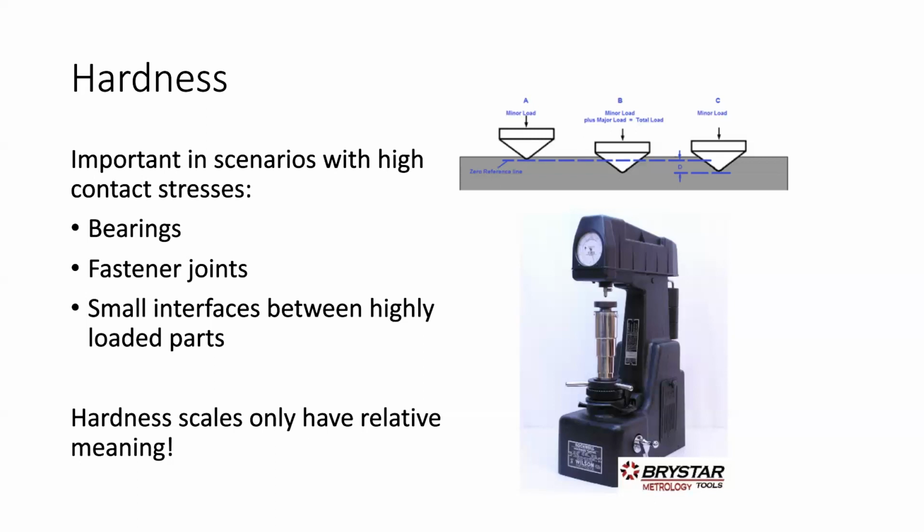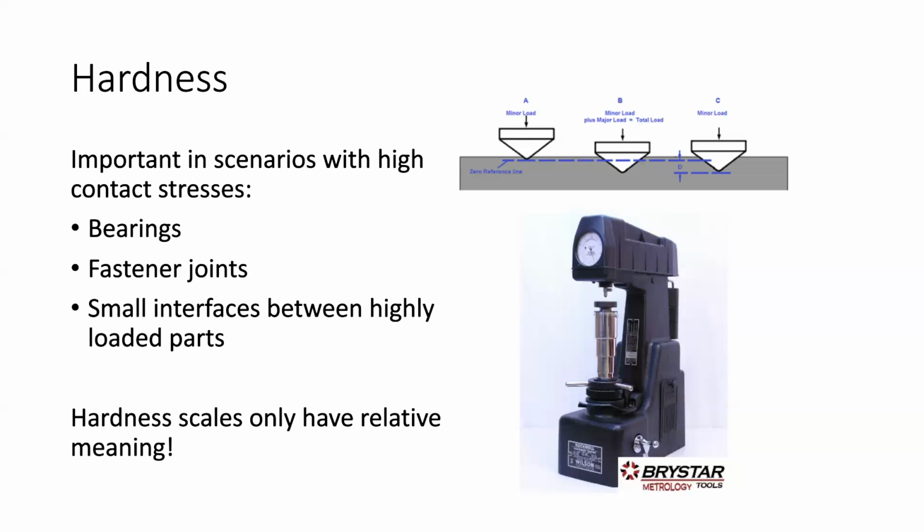You'll also see really hard components or materials in areas where you have fastener joints. So fasteners can actually deform against each other where you have the mating thread and the fastener. If the material isn't sufficiently hard, then you get deformation of the thread as you load it. And in general, just really small interfaces between highly loaded parts. So on the car, you'll see that anywhere you have like a fastener, like on the push rod, for example, that's really heavily loaded.